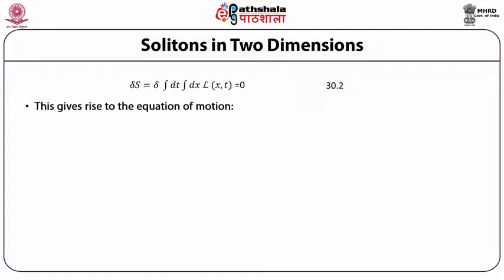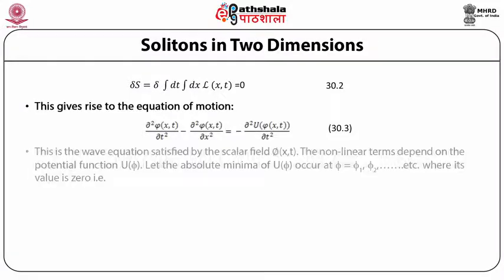This gives rise to the equation of motion, that is, del square phi of x,t by del t square minus del square phi of x,t by del x square is equal to minus del U of phi of x,t divided by del phi of x,t. This is the wave equation satisfied by the scalar field phi of x,t. The nonlinear terms depend on the potential function U of phi.